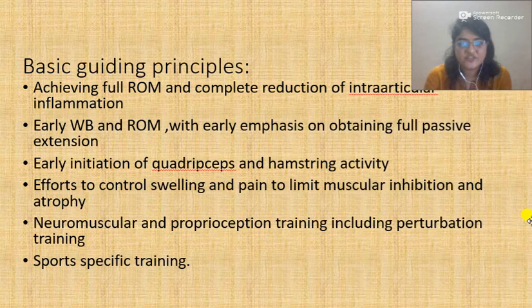Neuromuscular and proprioception training should be started once the criteria have been met by the patient. For example, perturbation training, which we just discussed, and sport specific training has to be started as per the activity of the athlete. And if the patient is of the normal population, then sport specific training should not be done, but high level functional activities need to be done in the end stage of rehabilitation, and regular follow-ups should be done, whether he is an athletic patient or a normal person.